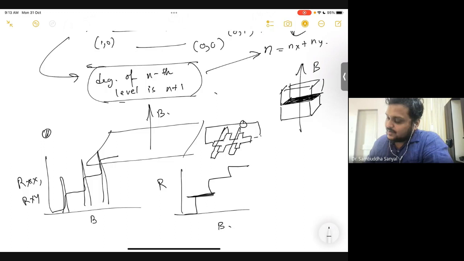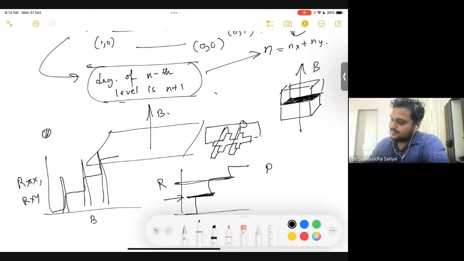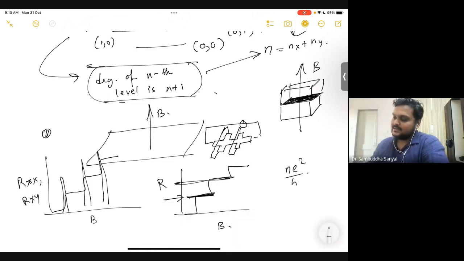It turns out that the value of R at which this appears is independent of the system. People replicated this result across different labs in the world, different material, different system, and found these plateaus appear always at n e square by h. Okay? This number. Now e is a fundamental constant, the charge of the electron. h bar is a Planck constant. So it's a fundamental constant times n. That is fascinating. So resistance of a material shows a property which is universal, which has nothing to do with the material. It is true for any material across the world of this kind.